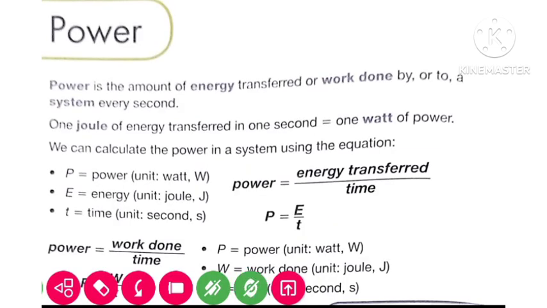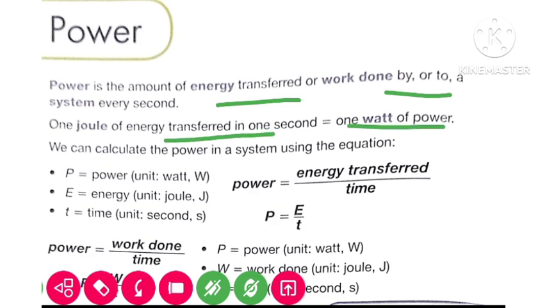And the last is power. What is power? Power is the amount of energy transferred to a system every second, or we can say it is the work done to a system every second. So 1 joule of energy transferred in 1 second is equal to 1 watt of power.